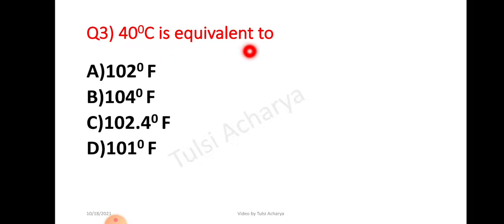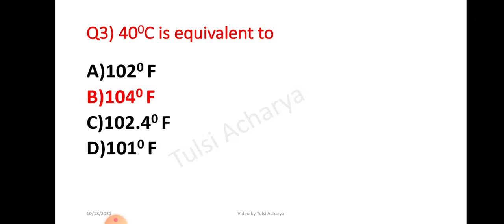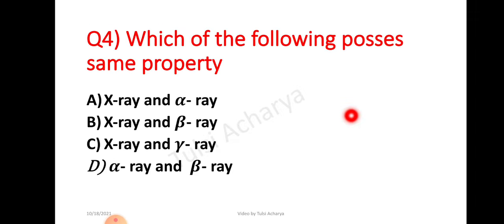40 degrees centigrade is equivalent to. We know that we have 4 types of scales. Now we need to convert 40 degrees centigrade into the Fahrenheit scale. So we use this first relation, and in the place of C we write 40 degrees, and after solving this we get F is equal to 104 degrees. So 104 degrees Fahrenheit, option choice B, is the correct answer for question number 3. Now let's move to question number 4.